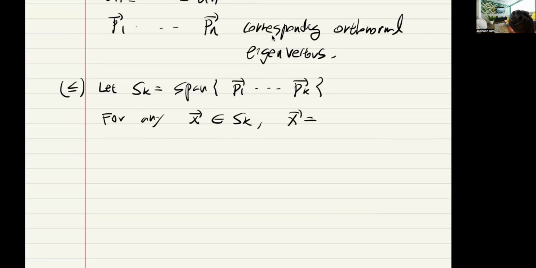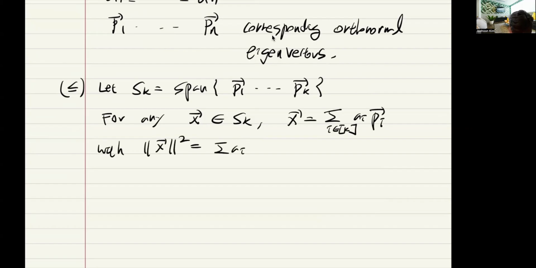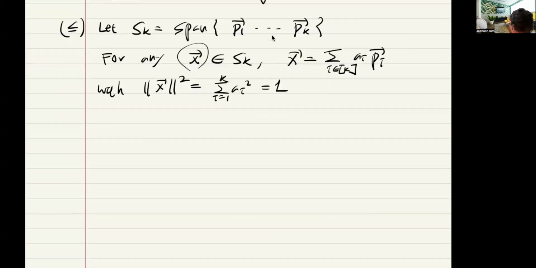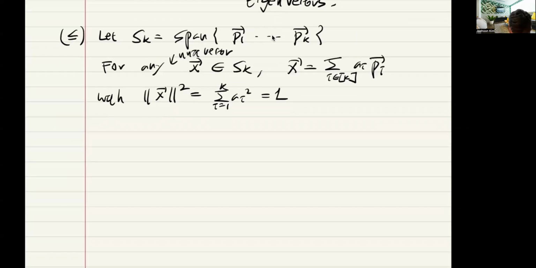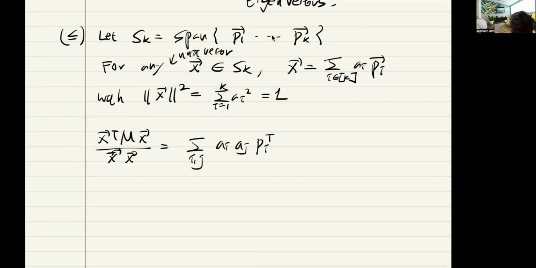we can write this as a summation of ai pi, with its norm squared, the sum of ai squared, being 1. So for any unit vector x, we can write it this way. And what's this Rayleigh quotient? This Rayleigh quotient is nothing but you can just compute it: the sum of ai times aj times pi transpose M pj.